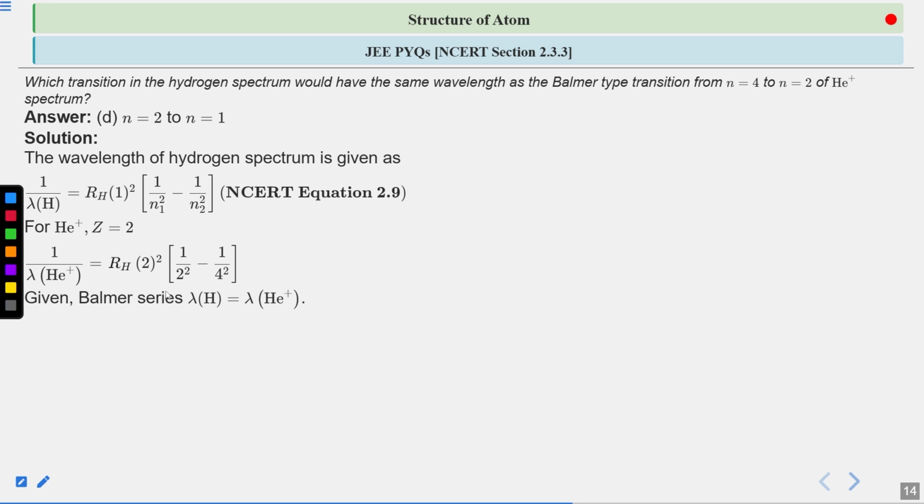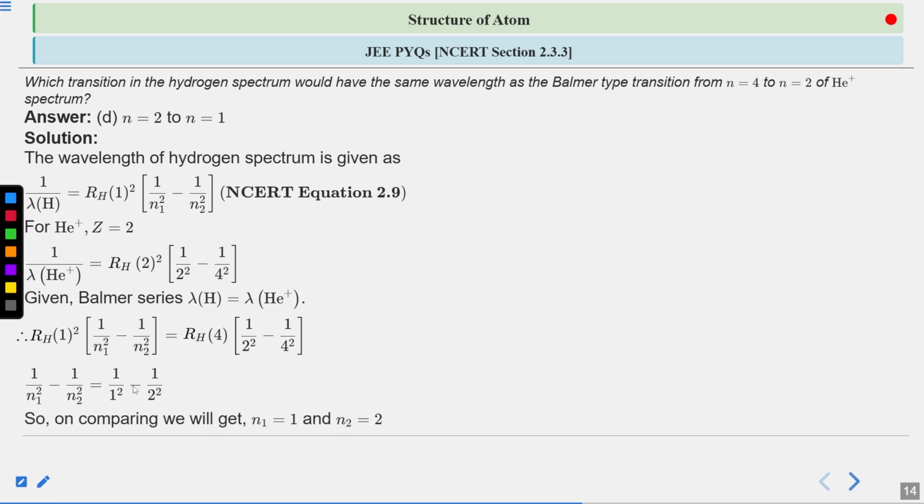Next thing that is given is lambda of hydrogen should be equal to the lambda of the helium plus. So this is given. Now we will equate both of these equations according to the given situation. If we do so, we will get, upon simplification, this thing. Now comparing these variables, we can easily say that n1 is 1 and n2 is 2. Therefore, your correct answer will be D. I guess it is clear to all of you.